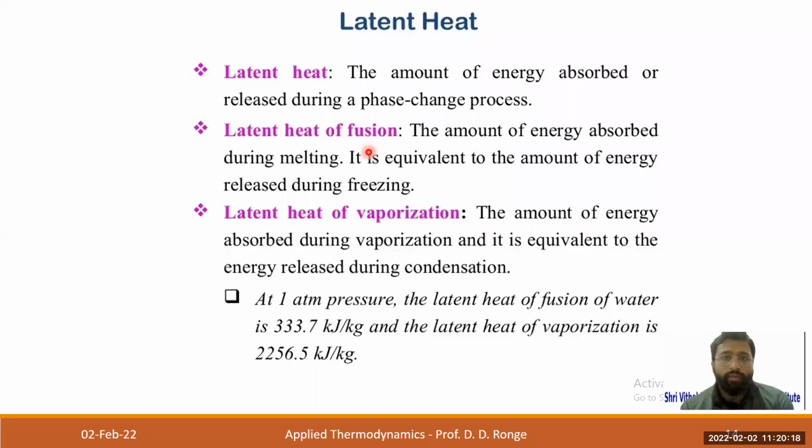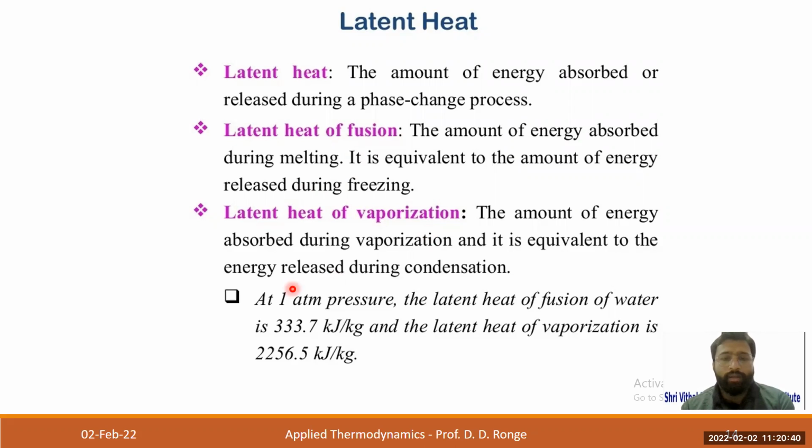Latent heat of fusion is supplied to change from solid to liquid. And if you want to go from liquid to solid, that is called latent heat of freezing. Latent heat of vaporization is the heat supplied to change the phase from liquid to vapor. If you want to go from vapor to liquid, that will be latent heat of condensation.